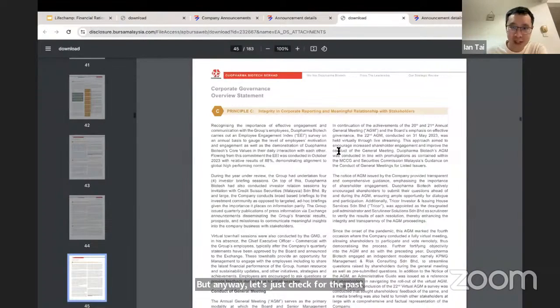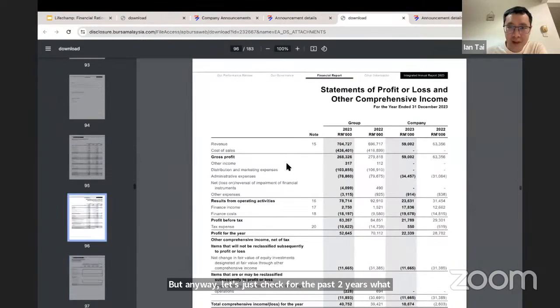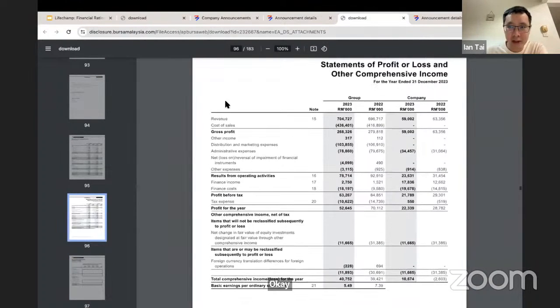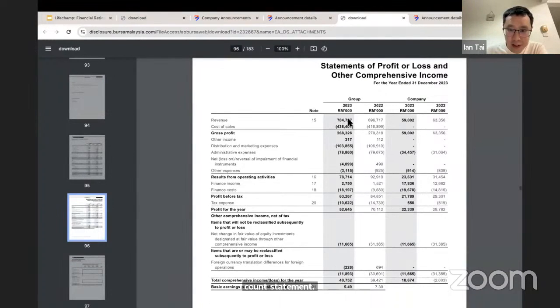First and foremost, we are at the company's income statement. This is the figure that you need to calculate net profit margin. So it's profit for the year divided by revenue. That is how you get net profit margin.